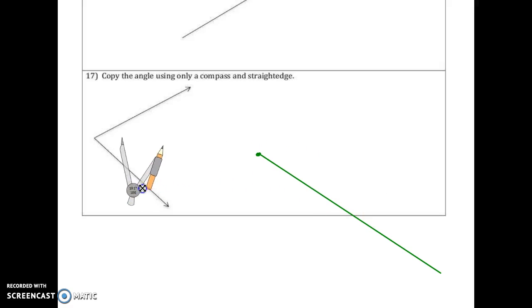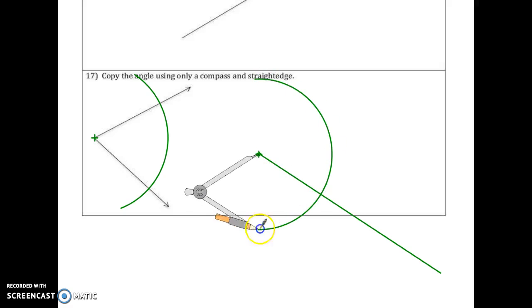Then the next thing, we're going to put our compass, line up our tip at the vertex of our angle, and I can put my pencil anywhere as long as it's going to cross through the angle in 2 places. So I've got that. I'm going to keep my setting exactly what it is. Don't change your setting. And we're going to take that same arc and swing it through over here. We're copying that arc we just made.